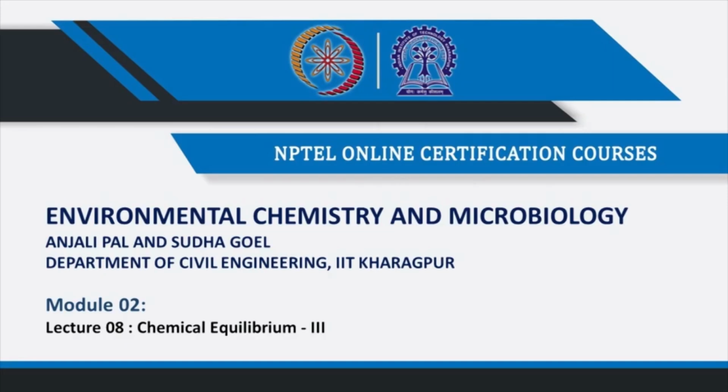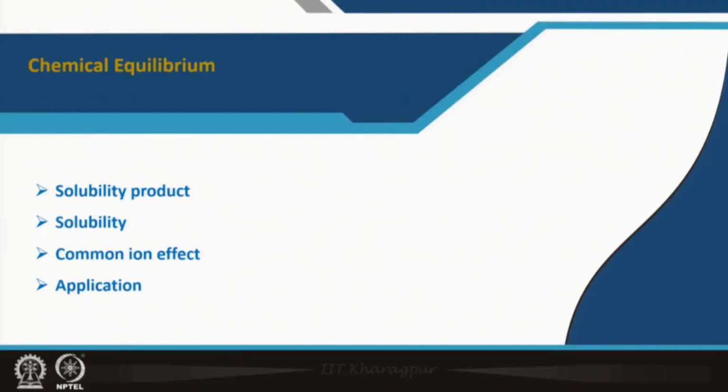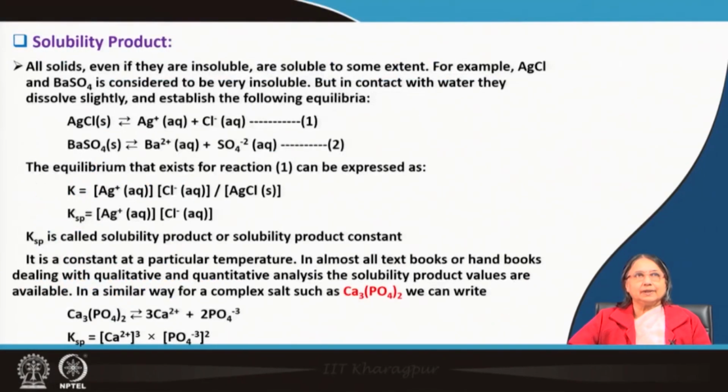In this lecture, I will cover many important aspects of chemical equilibrium, that is the solubility product, solubility, common ion effect and the applications. We know that solubility product is very important for chemical equilibrium. All solids, even if they are very insoluble, are still soluble to some extent.